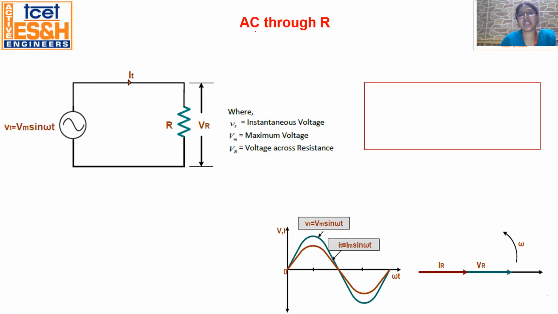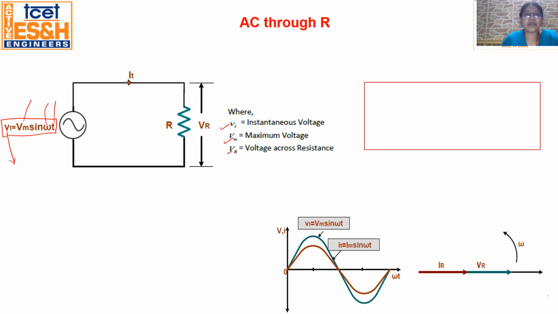When you give the AC to a pure resistive circuit. See, in our last lecture, we know that this is the AC voltage and its representation. V is equal to Vm sine omega t. Omega is the angular speed, t is the time, Vm is the maximum value, and this V is the instantaneous value. See, here it is already mentioned.